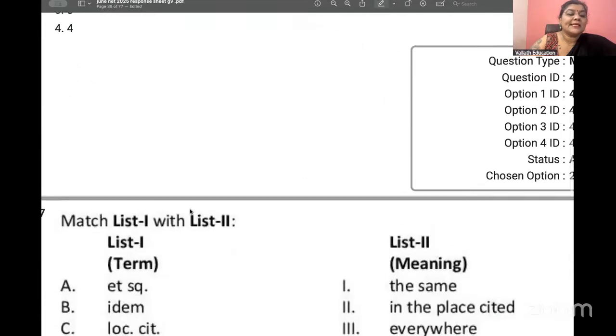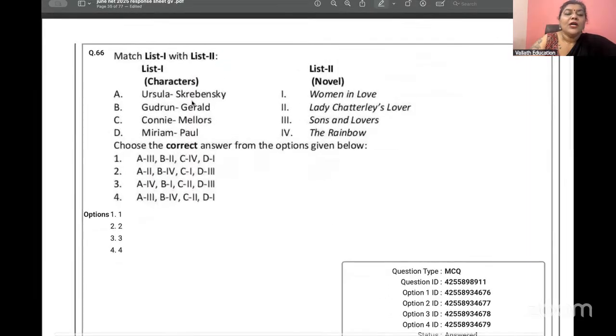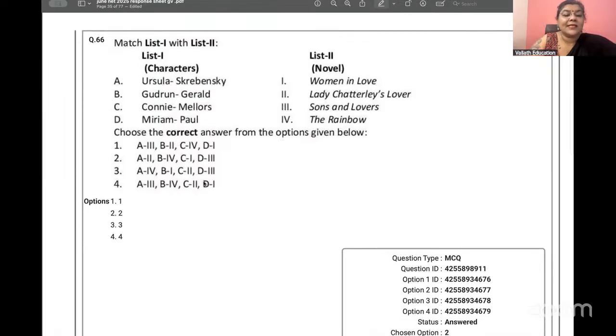Question number 66, I guess. Question number 66. Here we go. Ursula and Anton Skrebensky is in The Rainbow. I have taught you. Encyclopedia. Gudrun and Gerald Crich, Women in Love. Connie and Oliver Mellors, Lady Chatterley's Lover. Miriam and Paul, Sons and Lovers. Very easy. Answer is 3, I guess.